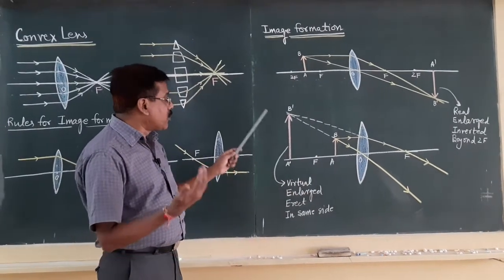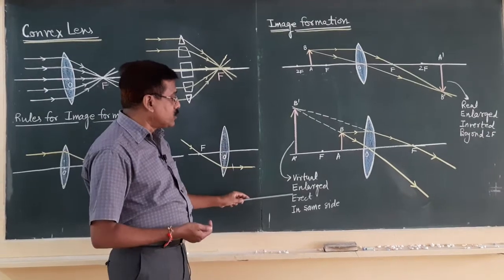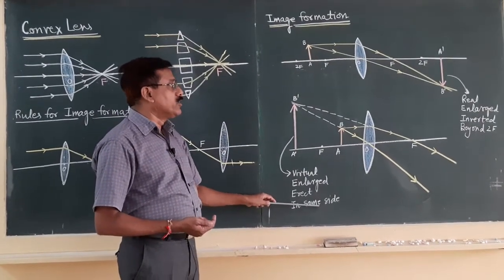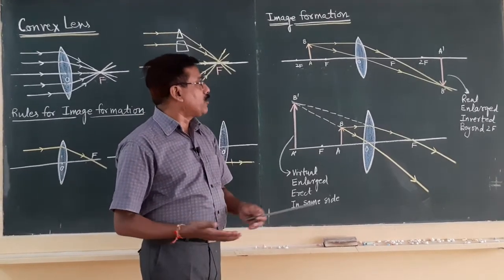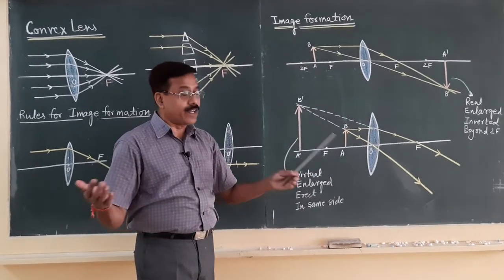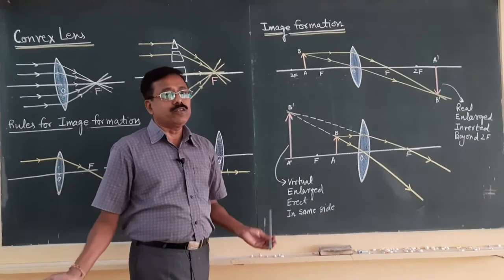The characteristics of this image are: it is virtual, enlarged, bigger in size, erect and on the same side. So, in this way you can form the image of any object kept in front of the convex lens. For the rest of the cases you can practice according to these rules.